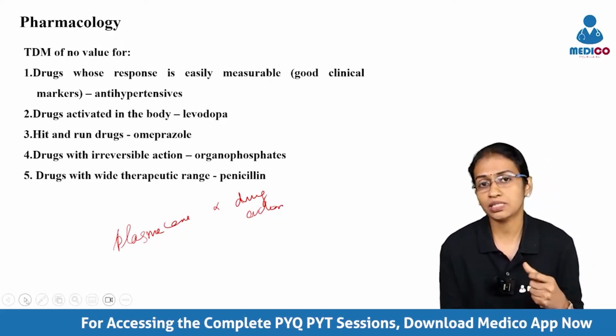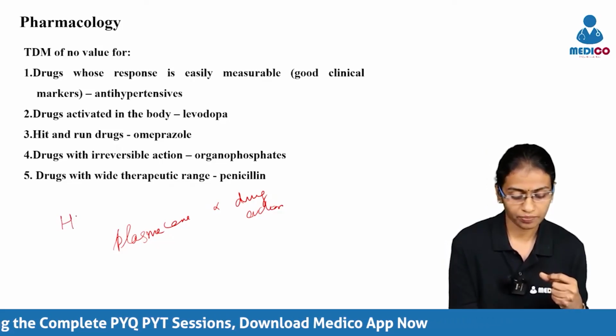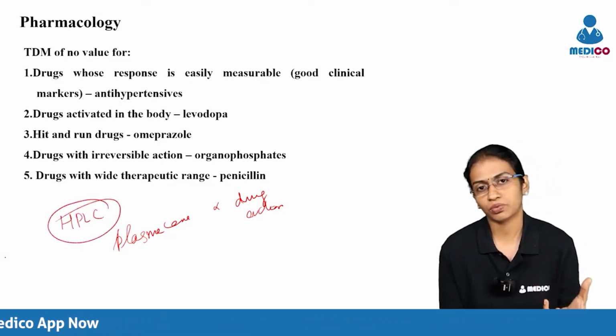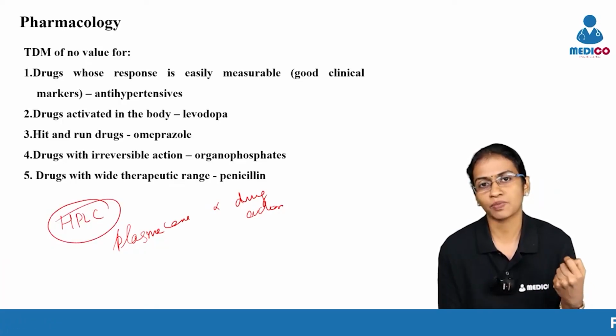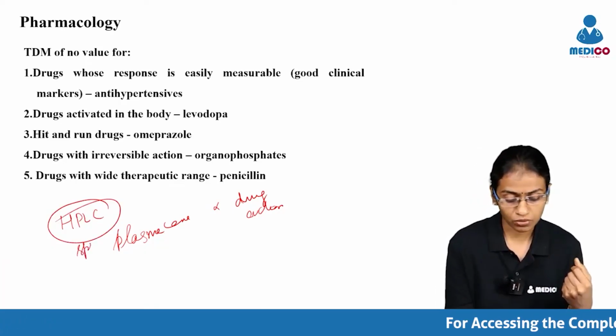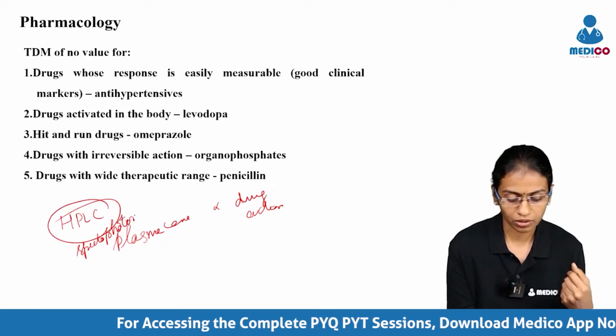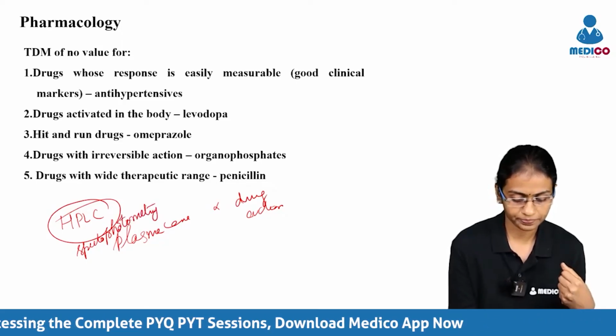How do we do this TDM? We use an HPLC machine as one method by which you can assess the plasma concentration. You can use spectrophotometry also, which is another technique that we use for doing the TDM. Okay.